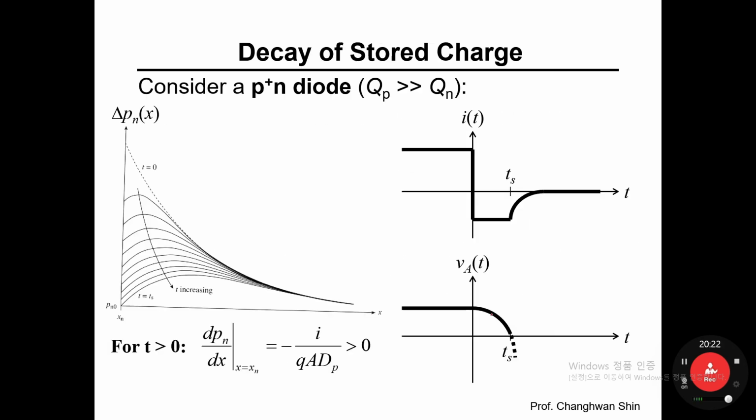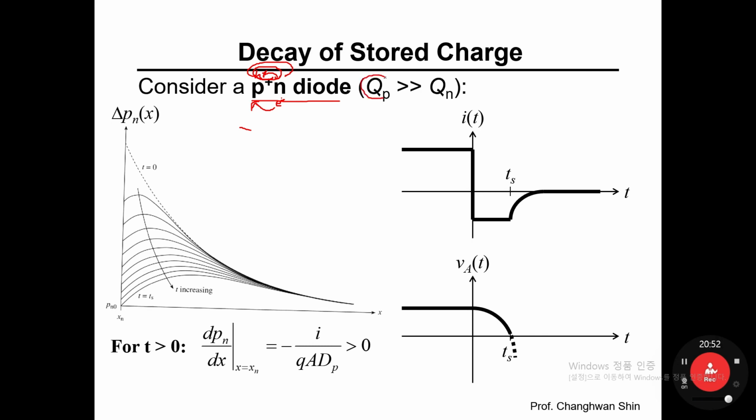Before moving forward, let me clarify again and review how the stored excess carriers are removed. Suppose we take into account a P+N diode. So one side is the PN junction diode, so that many holes would be injected into the N side and a smaller amount of electrons would be injected into the P+ side. This flow would be the main one in determining the forward biased current level.